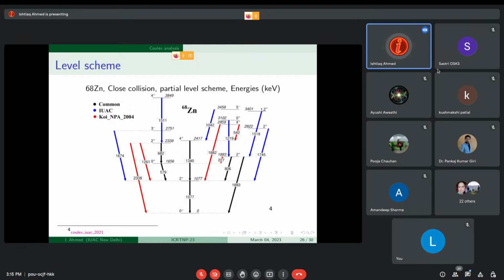And if from a diagonal matrix element, then you can get the information on quadrupole moments and then on the shape. So this way we are planning the next analysis from this experiment.